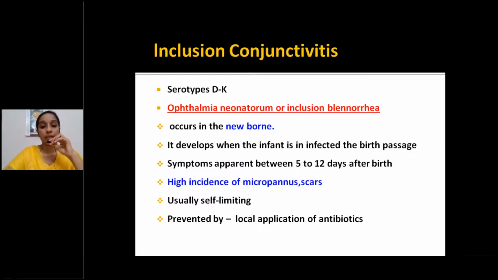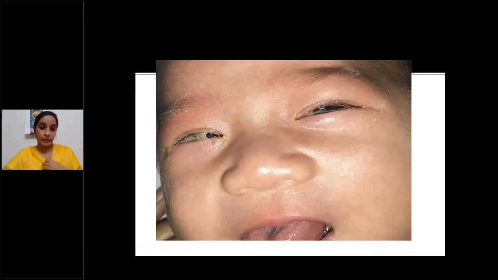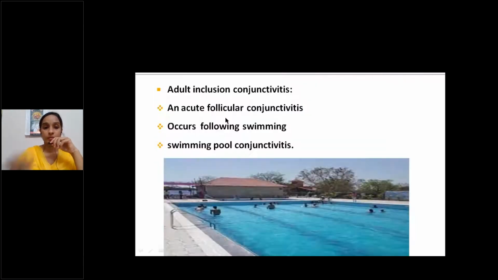Then symptoms appear between 5 to 12 days after birth. This is usually self-limiting, but in high incidences we can see microfundus formation and scars. This is preventable by local application of antibiotics. See, this is the picture of ophthalmia neonatorum. This condition is common in newborn babies.